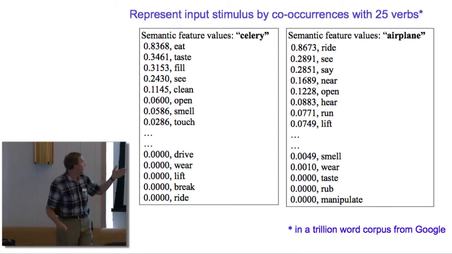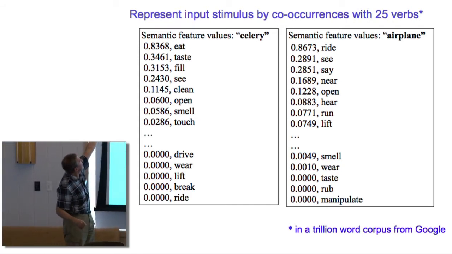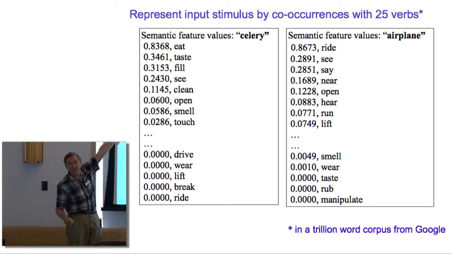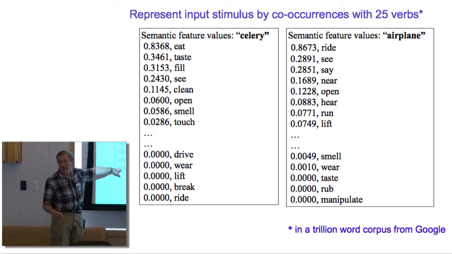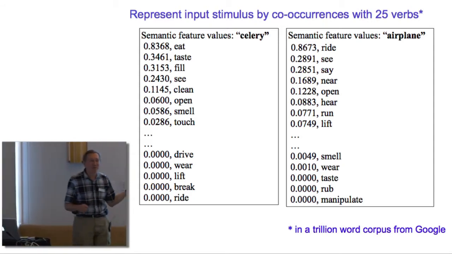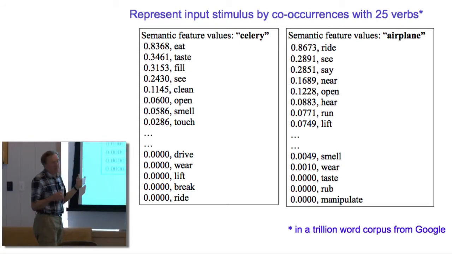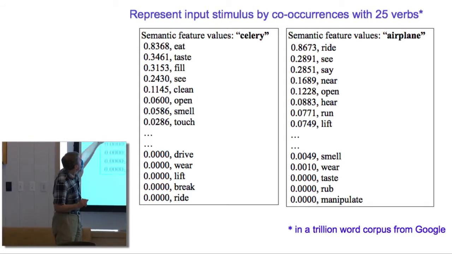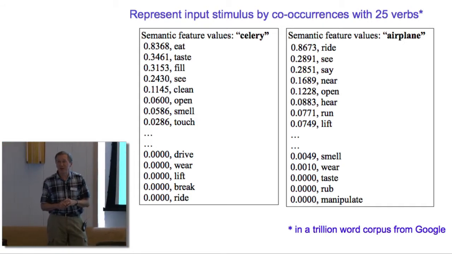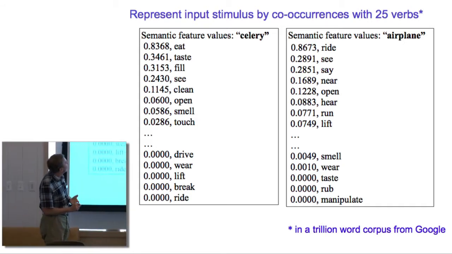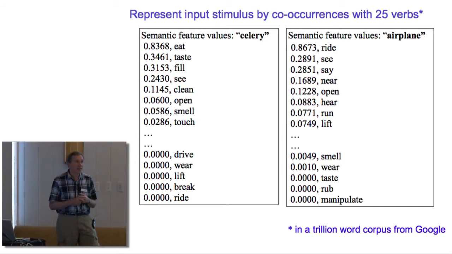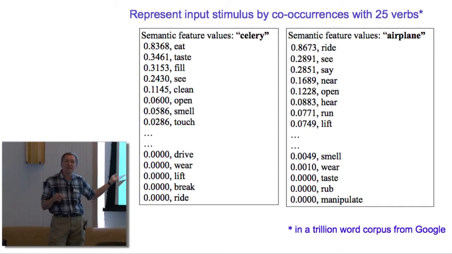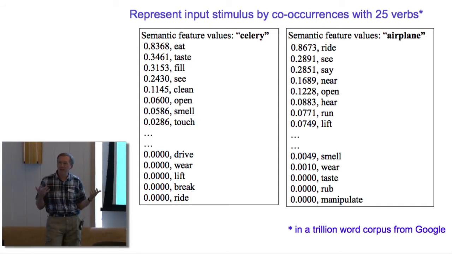each feature corresponding to some verb. You see here, for example, the verb eat co-occurs a lot with celery. Taste occurs a fair number of times. Ride occurs very rarely with celery. So we had a collection of 25 verbs, which, well, to be honest, I made up, but involved a lot of sensory motor type verbs. And you can see for a different word like airplane, we get a very different profile of statistics. And you'd have to agree with me that these statistics capture some aspects of the meaning of the word.